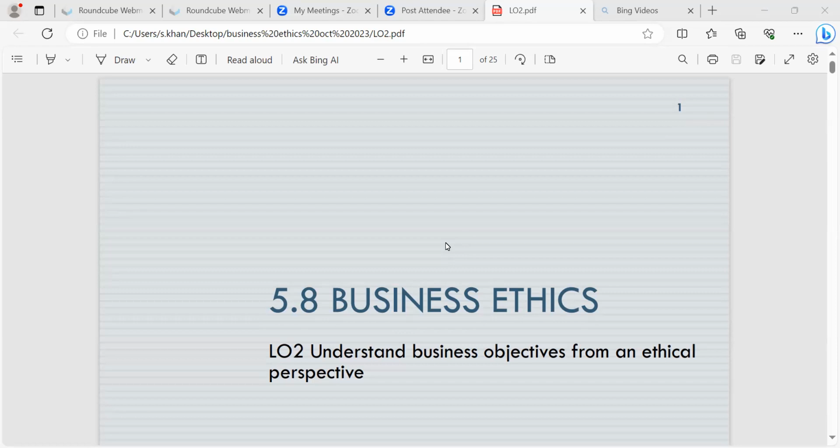Last week we did business ethics, and we did learning outcome 1, which was to understand different ethical perspectives in a business. We looked at what is business ethics, so it's really the attitude in which a business is formed and the way in which business deal with the world. When we talk about business ethics, why do you think it's so important?